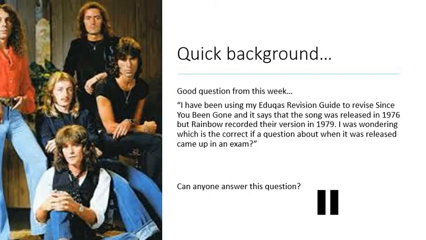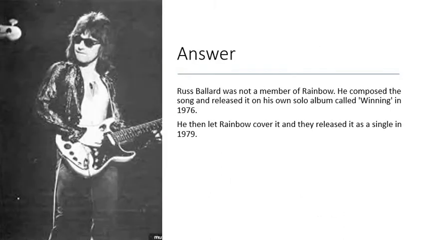Okay, so here's the answer. Russ Ballard was not actually a member of Rainbow. He composed a song and released it on his own solo album called Winning in 1976. But then he let Rainbow cover it and they released it as a single in 1979. So this version was released in 1979 by Rainbow. Hope that answers your question. It's a good question.